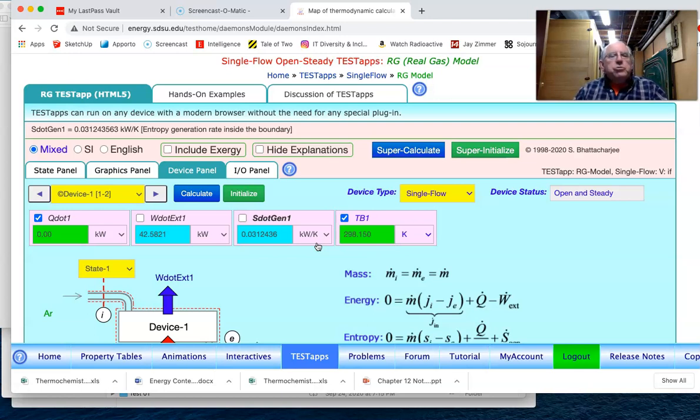If I were to redo the problem, but assume an ideal gas behavior for the argon, one would get a work of about 44.7 and an entropy generation of about 0.0302. So about 3% less entropy being generated and a little bit more work being generated. So that is problem number 3.